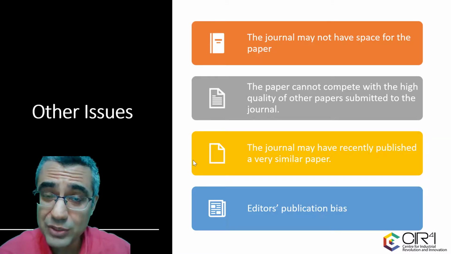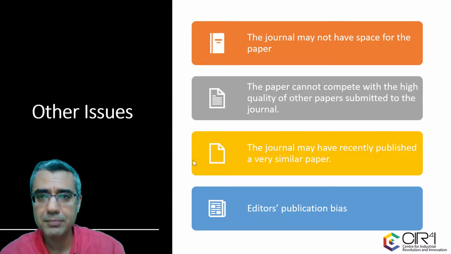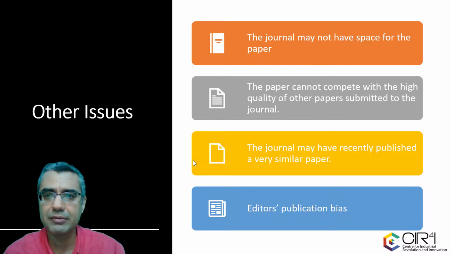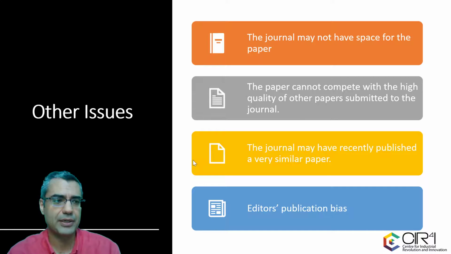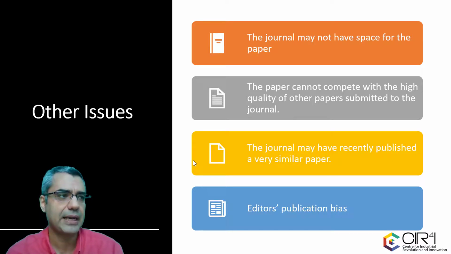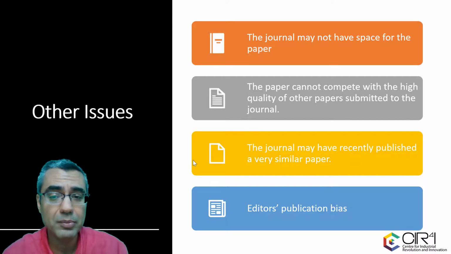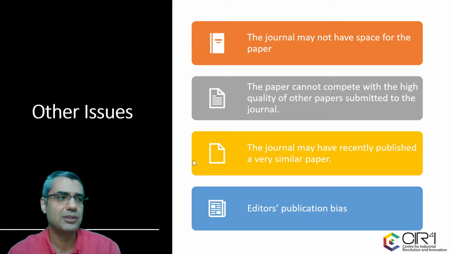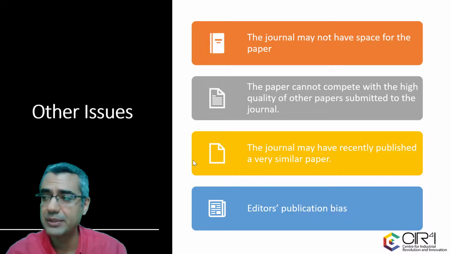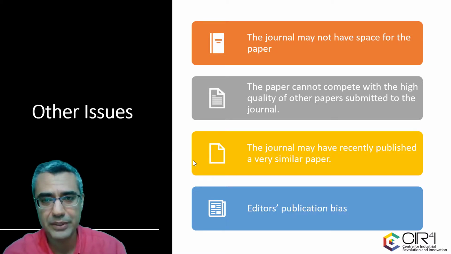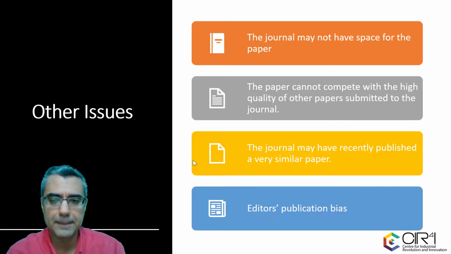And there may be other issues as well. So you may address all of them, but at the end, the journal may have limited space for papers. For example, like my journal, we accept maybe less than 30 papers in a year, but we receive a few hundred. So in this case, we accept the highest quality papers. Another one is the journal may have recently published a very similar paper. Usually the journals, at least those that I'm familiar with, don't want 2 very similar papers in the journal, and they may reject your paper.